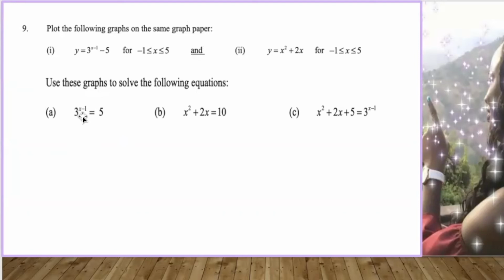Here I have 3 to the x minus 1 equal 5. First question you need to ask, does this look like the original? No, but if I carry the 5 over the equal sign, I will have 3 to the x minus 1 minus 5 equal 0. So now it's looking like what we have here. So our focus is on equal 0. So we're going to look for y equal 0.